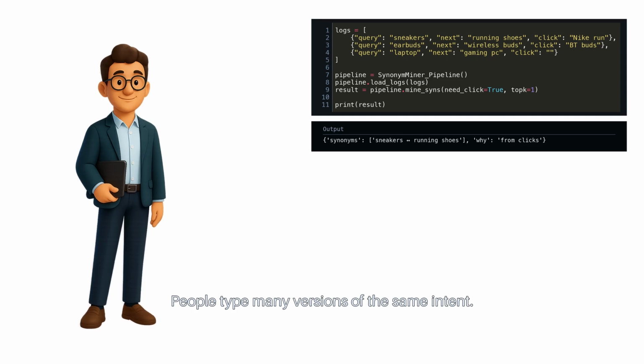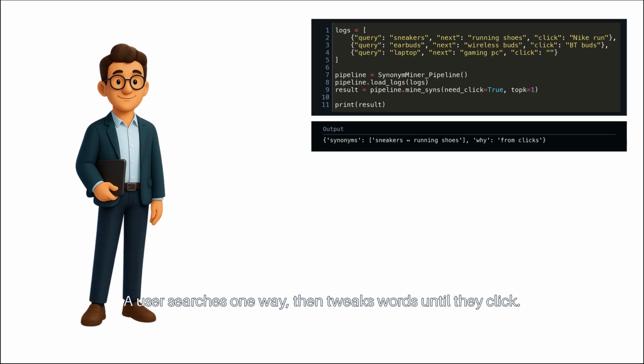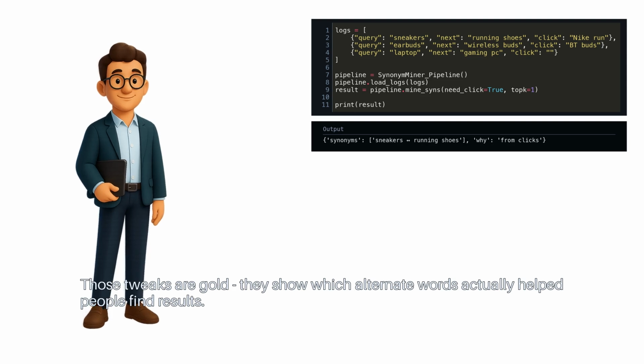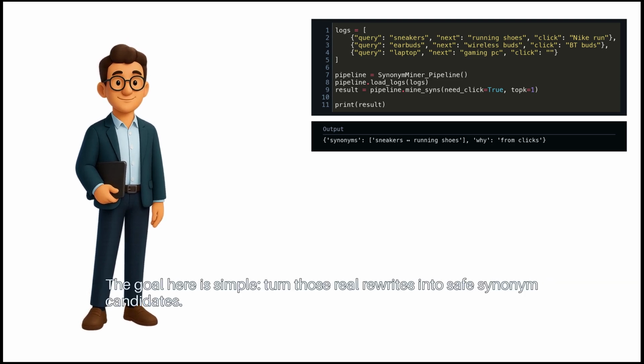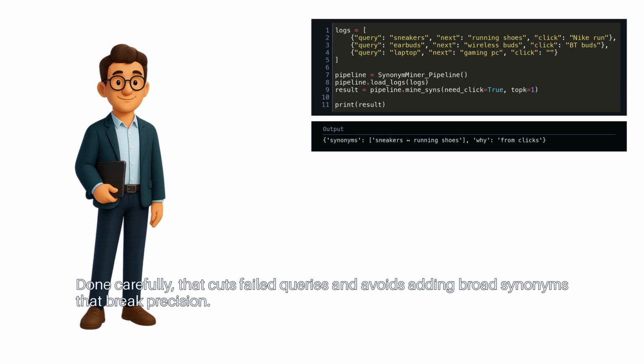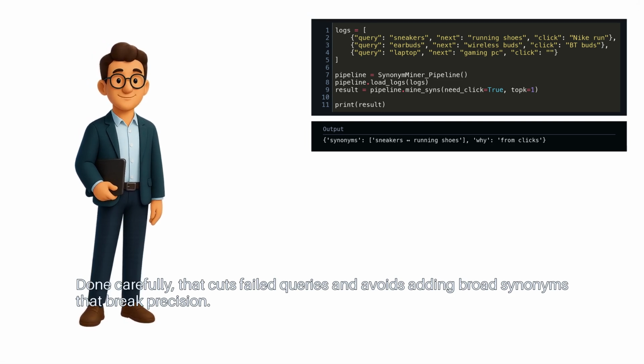People type many versions of the same intent. A user searches one way, then tweaks words until they click. Those tweaks are gold. They show which alternate words actually helped people find results. The goal here is simple. Turn those real rewrites into safe synonym candidates. Done carefully, that cuts failed queries and avoids adding broad synonyms that break precision.